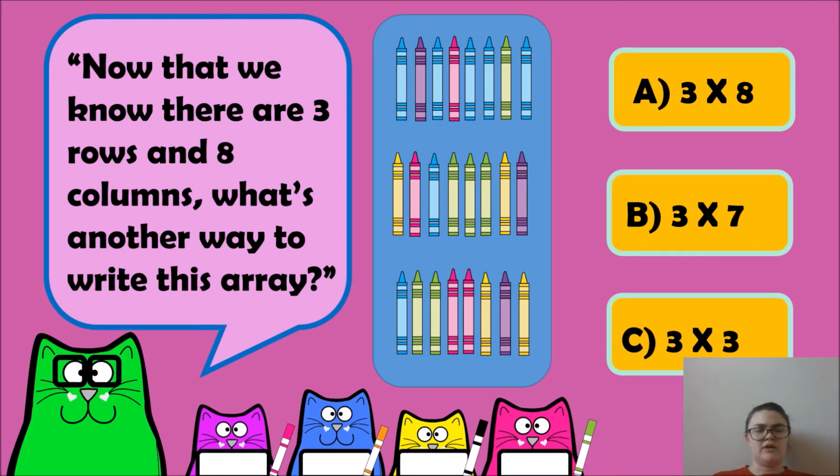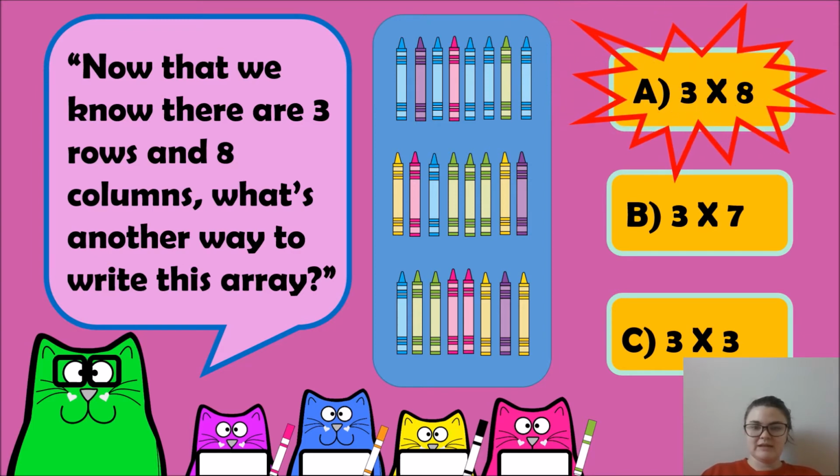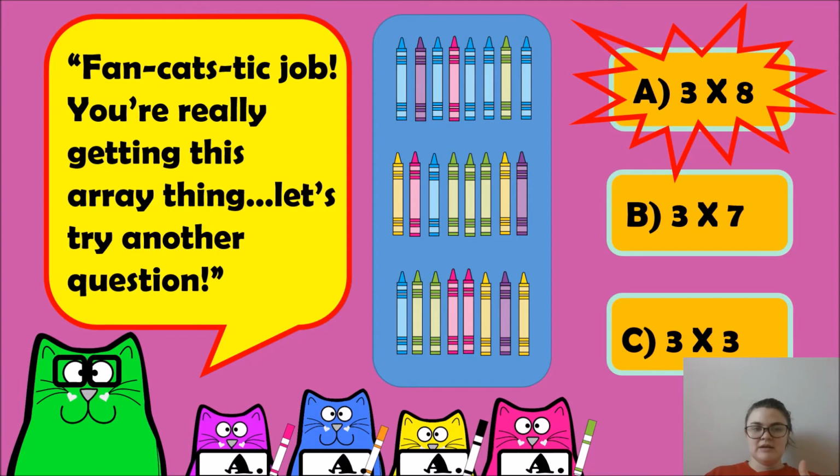Now that we know there are 3 rows and 8 columns, what's another way to write this array? We can write it A, 3 times 8, or B, 3 times 7, or C, 3 times 3. Think carefully about your answer. What's another way to write 3 rows by 8 columns? Boom! The answer is A, 3 times 8. Yay! All of our cat friends got it right. Did you get it right? Fantastic job! You're really getting this array thing.